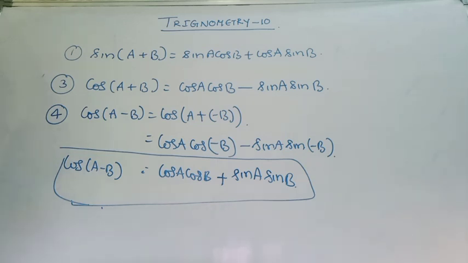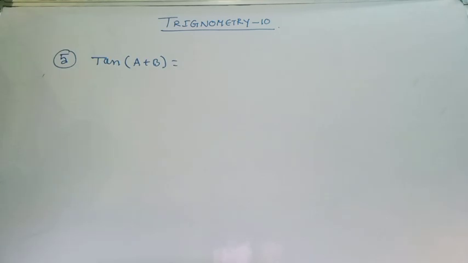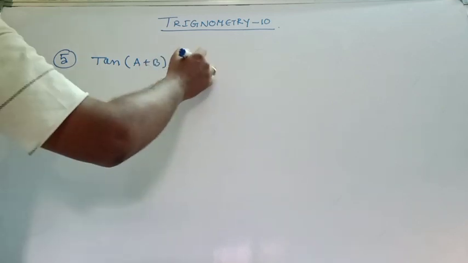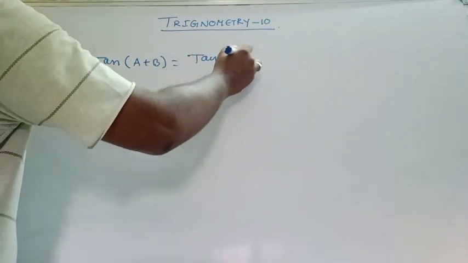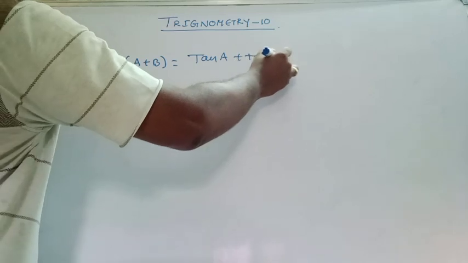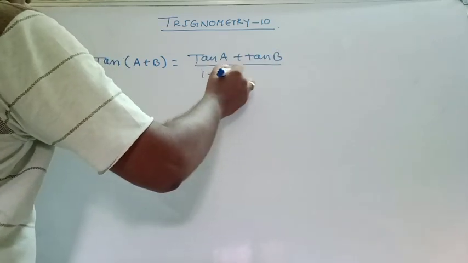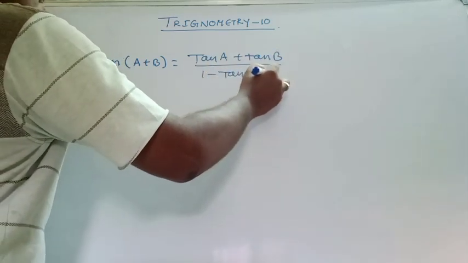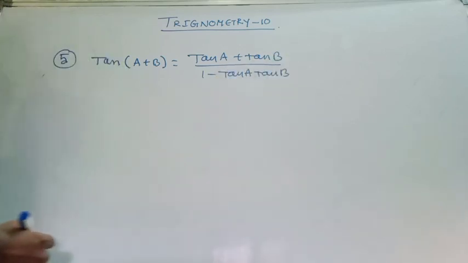In this way, we have got this wonderful result. Now we have the fifth one: tan of A plus B is equal to tan A plus tan B by 1 minus tan A tan B. This is what we are required to prove.